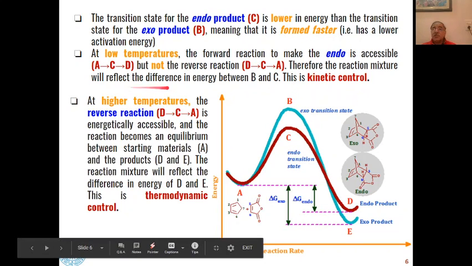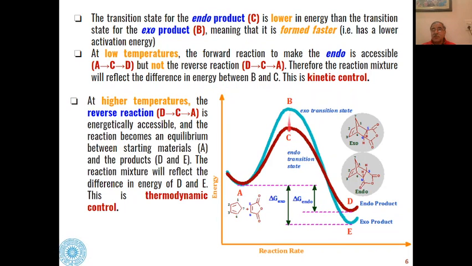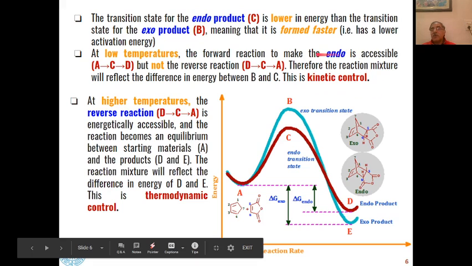Therefore this reaction mixture will reflect the differences in energy between B and C. So if the temperature is low enough that we cannot achieve this B, then only the endo product will be formed, and this is what is known as kinetic control. The endo product is not the more stable product.